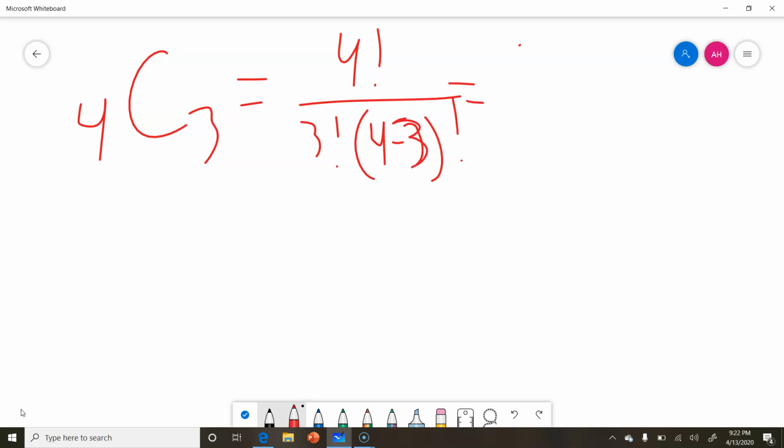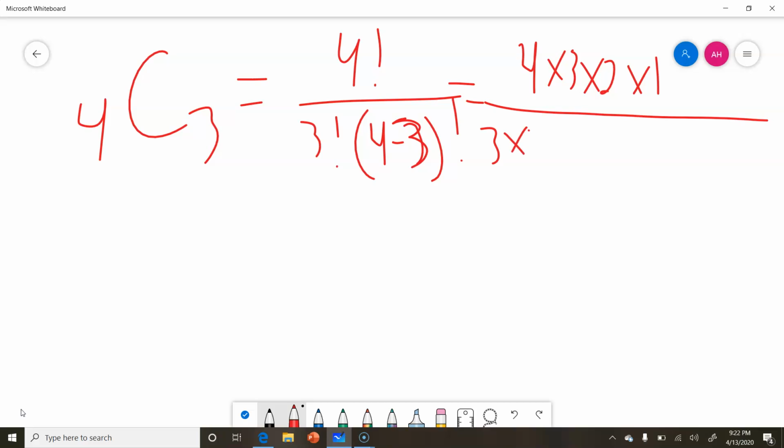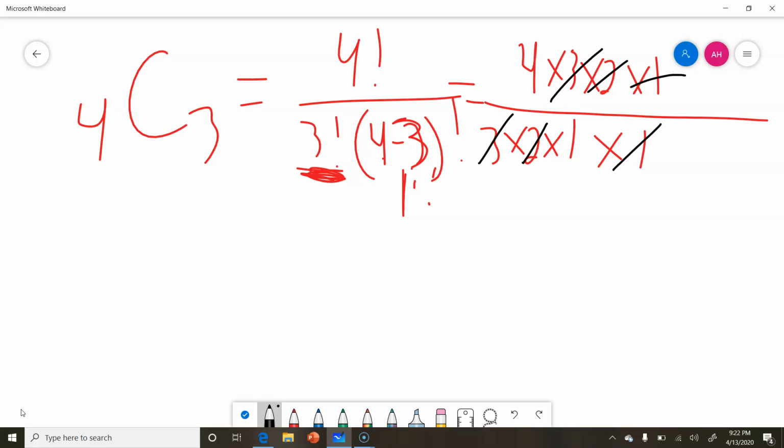And I do the top, which is 4 times 3 times 2 times 1. All of that divided by 3 times 2 times 1, right? You see that was this guy right here. Then what is 4 minus 3? Well, that's just 1 factorial. 1 factorial is just 1, right? So now I cross out what's the same? 1, 1, 2, 2, 3, 3.